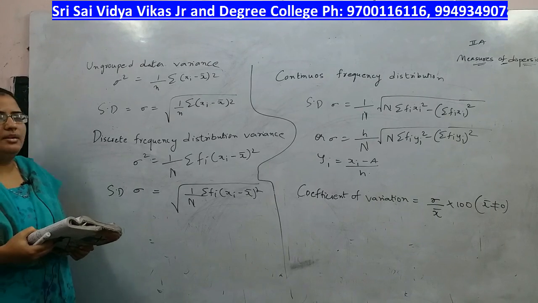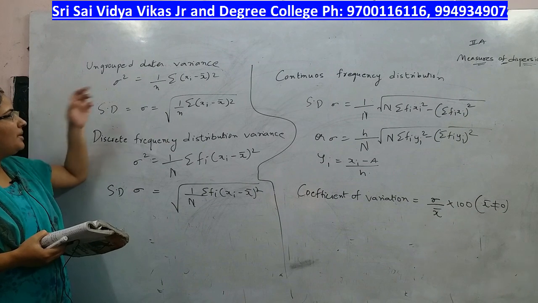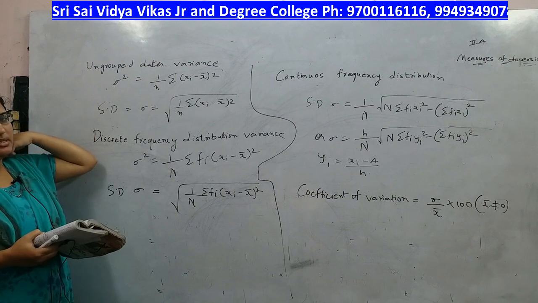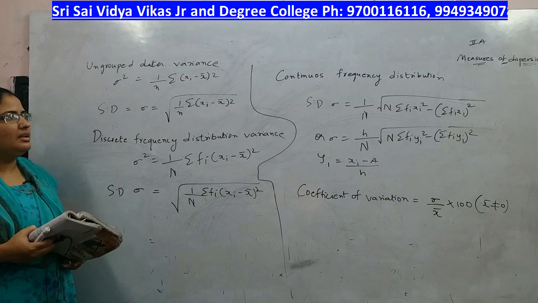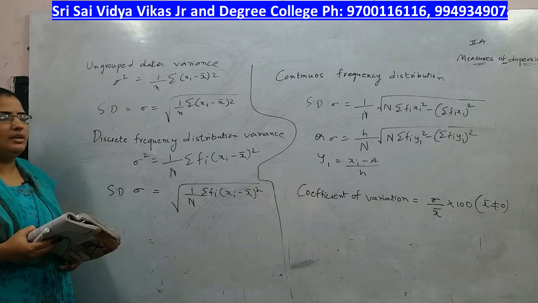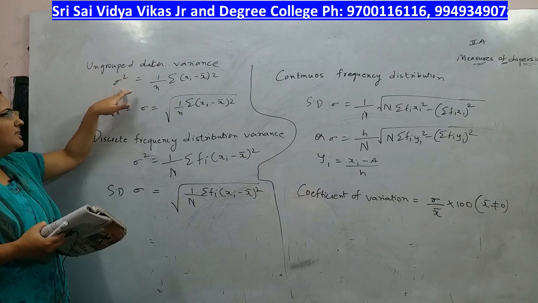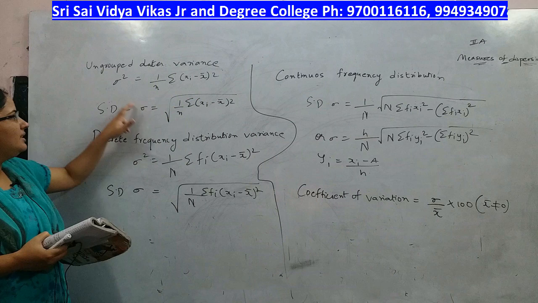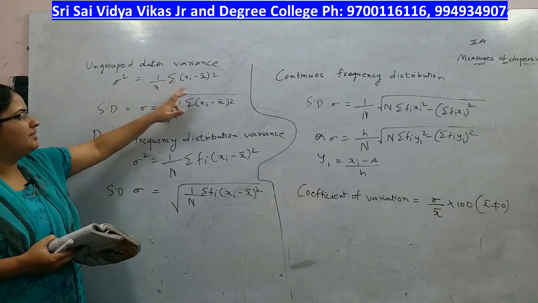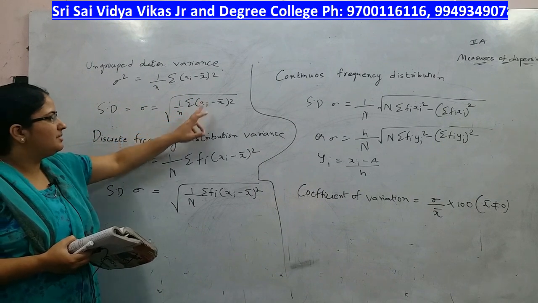Hello students, for doing the next set of problems you need these formulas. The first formula is of variance. This is also a measure of dispersion, like mean and median. Variance: sigma square is equal to 1 by n summation (xi minus x bar) whole square. The square root of variance will give you the standard deviation, that is, the square root of 1 by n summation (xi minus x bar) whole square.